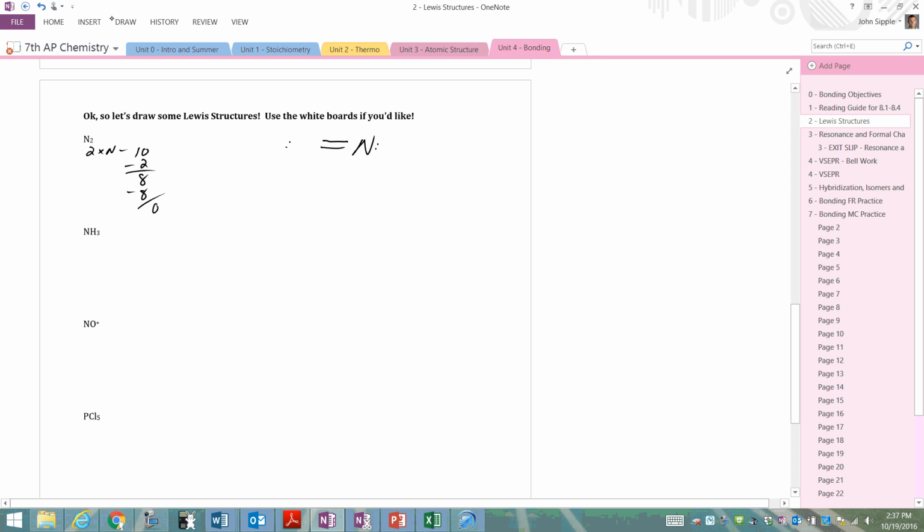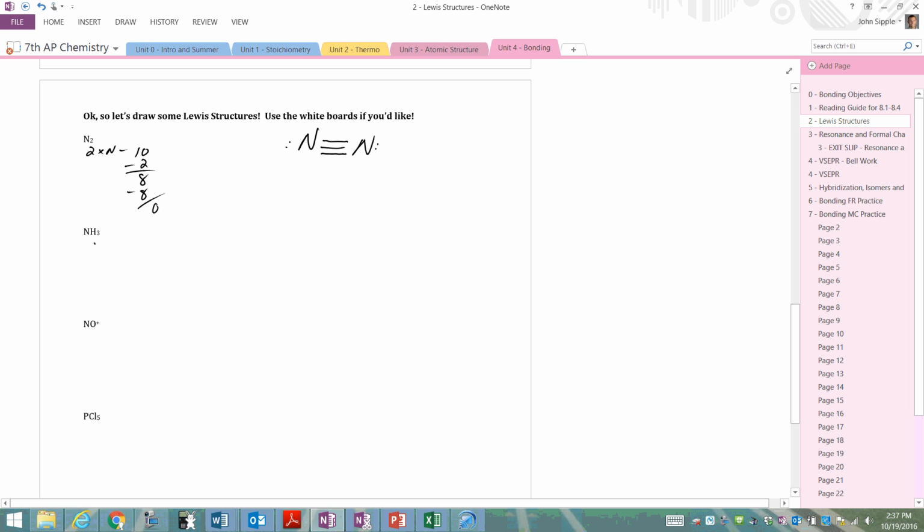Still a lone pair of electrons there, and one more bond. There we go. 1, 2, 3, 4, 5, 6, 7, 8. Okay, so we got 8 electrons then. Good? Okay. All right, so both of them are good. That is a viable Lewis dot structure. Okay, let's go to the next one.